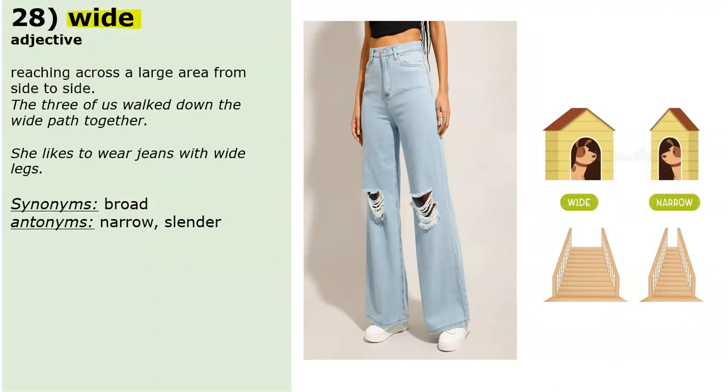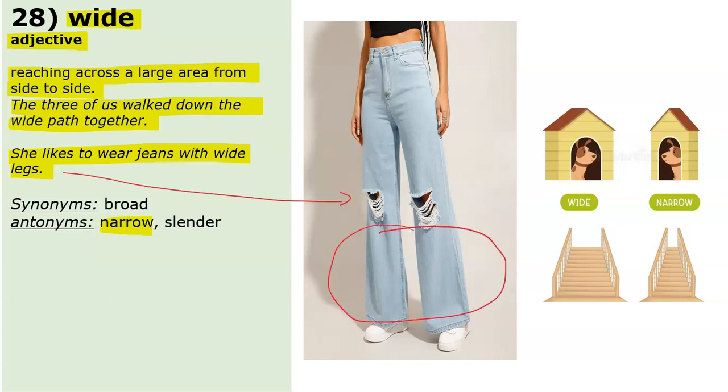Our next word is wide. Wide is an adjective and it means reaching across a large area from side to side. We did narrow before, so wide is just the opposite. For example, 3 of us walked down the wide path together. Or, she likes to wear jeans with wide legs. And here is what that looks like. These jeans have a very wide leg at the bottom. So it's not narrow, it's wide. Here we have the wide house for the dog and some wide stairs.